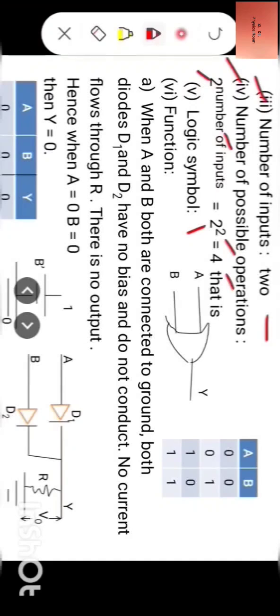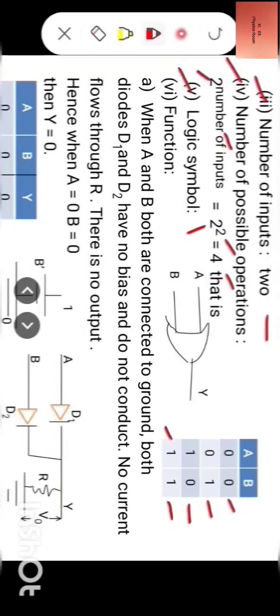That is 00, 01, 10, 11. So either A can be 0, B can be 0, or A can be 0, B can be 1, or A can be 1, B can be 0, or A can be 1, B can be 1. So these are the 4 possible operations with a 2 input OR gate.